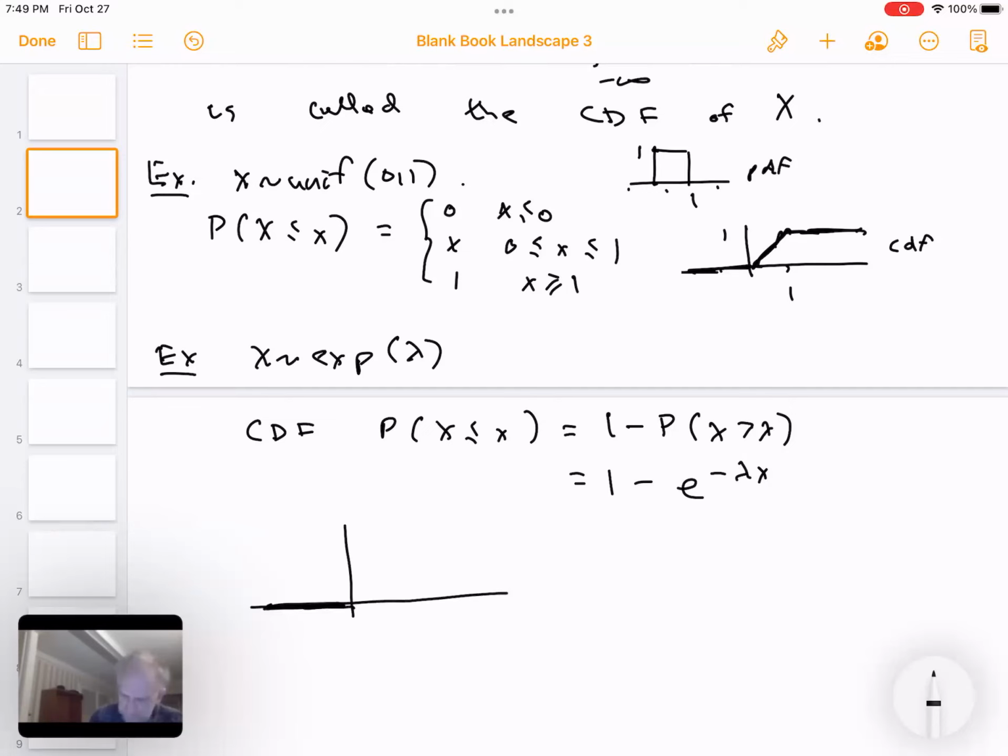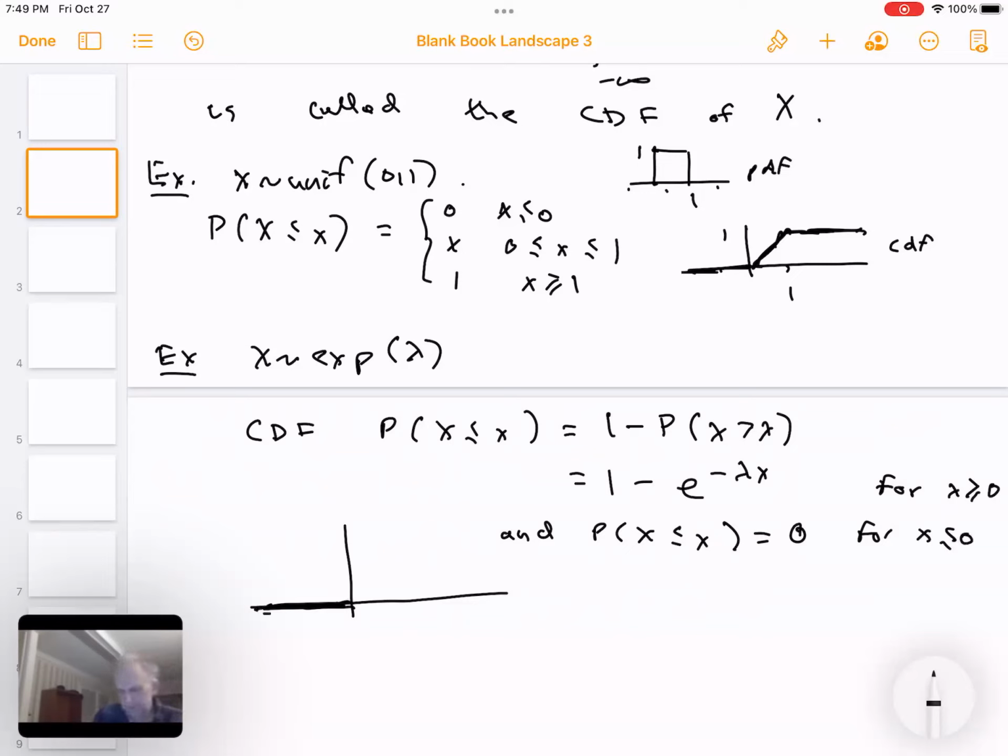It's like this, it's 0. Oh yeah, I forgot to do this. So this is equal to this for x greater than 0, greater than or equal to 0 if you like, and probability x less than or equal to x equals 0, or x less than or equal to 0.